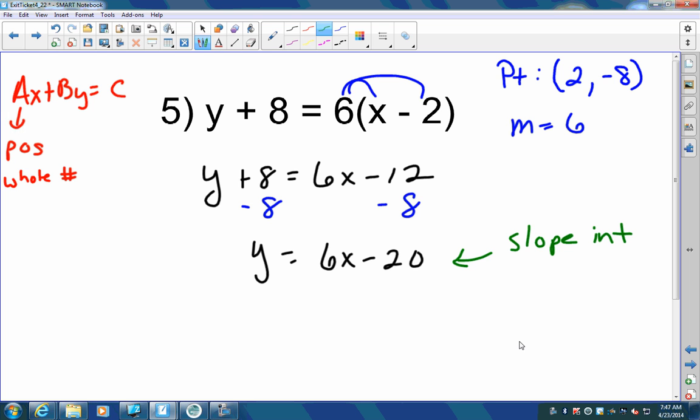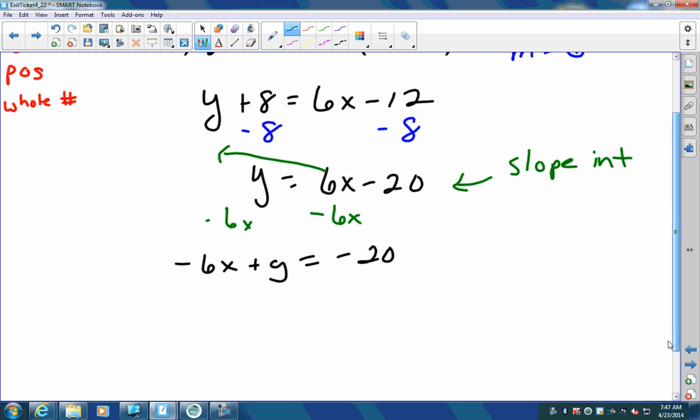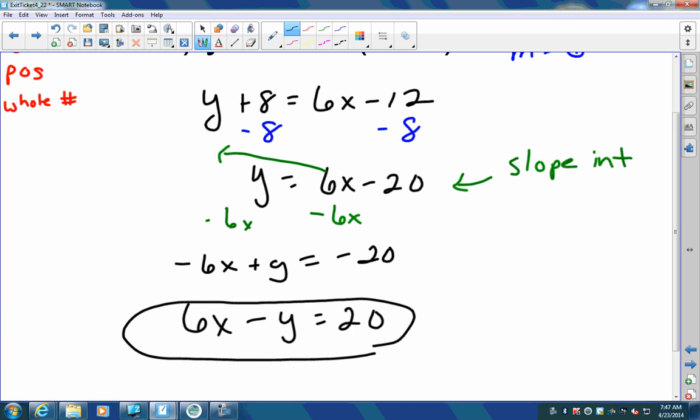So now to put it in a standard form, I need to move my x to the left. So I'm going to subtract 6x from each side. This is what some of y'all did. You went through and you got negative 6x plus y equals negative 20. But what did I tell you that the x had to be? A positive. So if I change it to a positive, you have to change everything. 6x minus y equals 20. This is standard form.